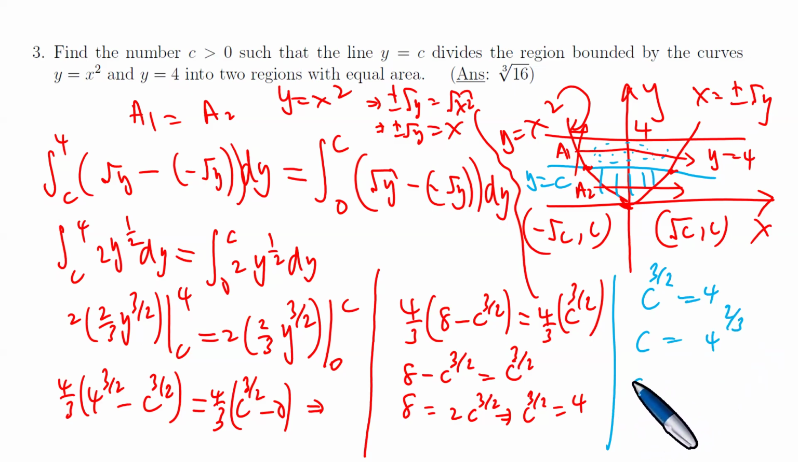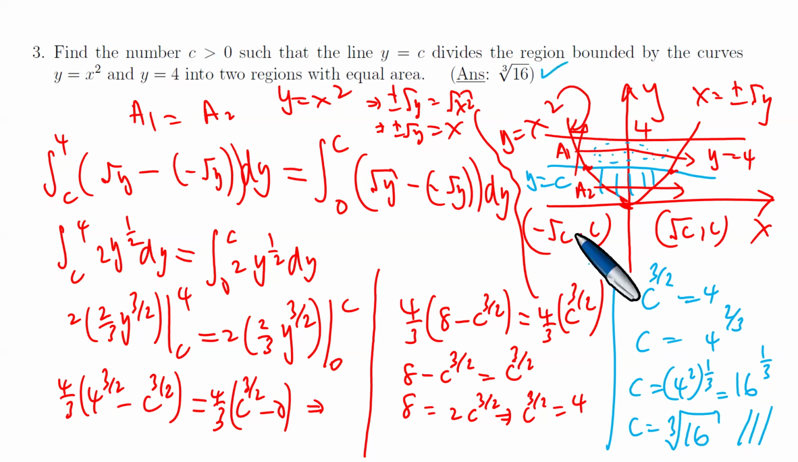Right, and which is 4 squared, to the 1 out of 3. And 4 squared is 16, to the 1 out of 3. 16 to the 1 out of 3 is the cube root of 16. It is exactly the cube root of 16. So we've been able to get the answer there.